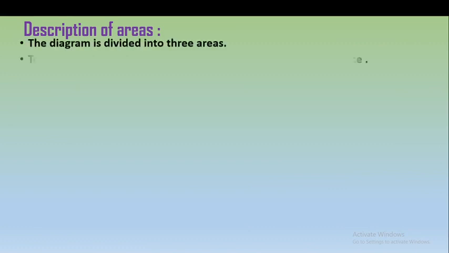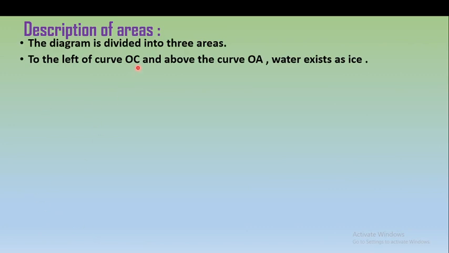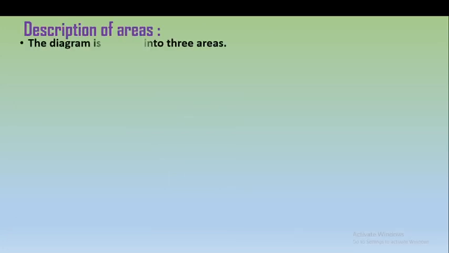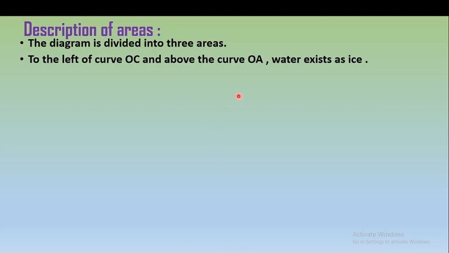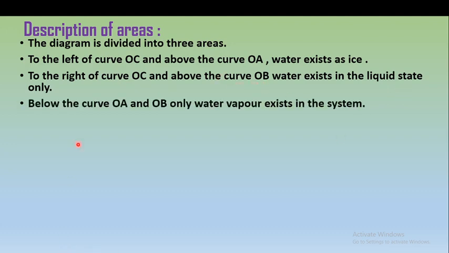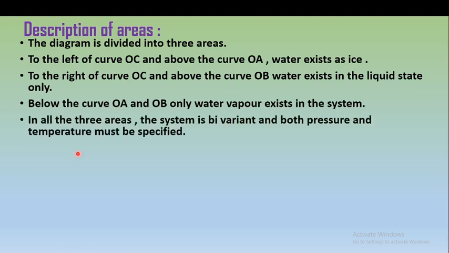So the diagram is divided into three areas. To the left of the curve OC and above the curve OA, water exists as ice. Means in this diagram, left of the curve OC, that is OD, water exists in the form of ice, that is called the first area. Above the OA, water exists as ice, and to the right of the curve OC and above the curve OB, water exists in a liquid state only, and below the curves OA and OB, water exists in a vapor state only.